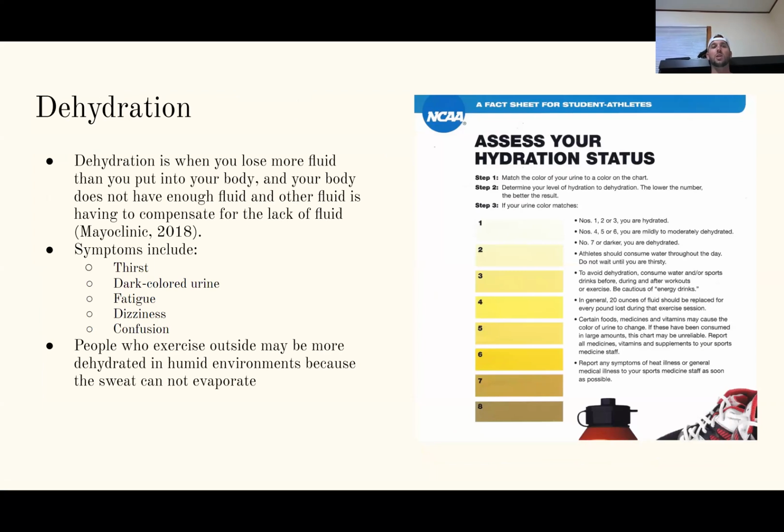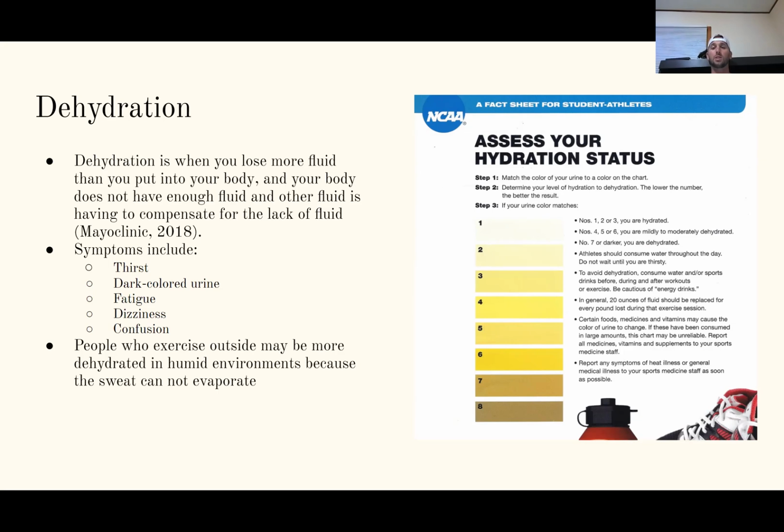So first up, it's important to understand what dehydration is. Dehydration is when you lose more fluid than you put into your body. And when your body doesn't have enough water to help support the muscles, other bodily fluids have to compensate for the lack of fluid. So some symptoms of dehydration may include thirst, dark colored urine, fatigue, dizziness, and confusion.